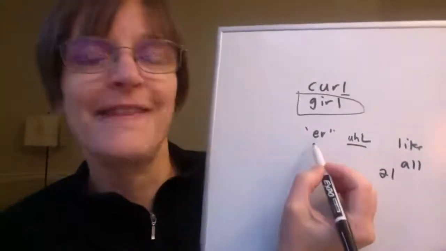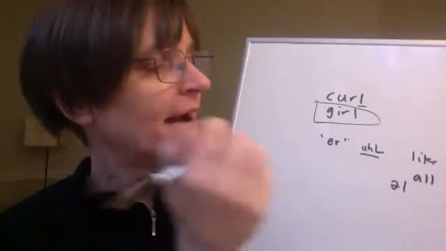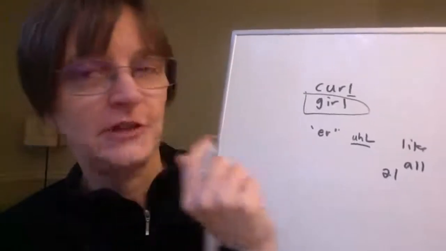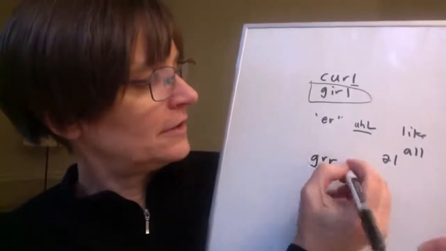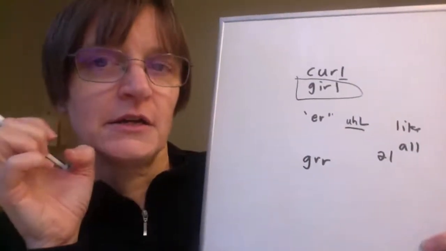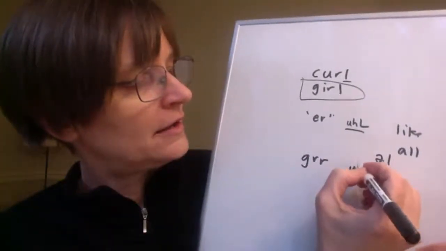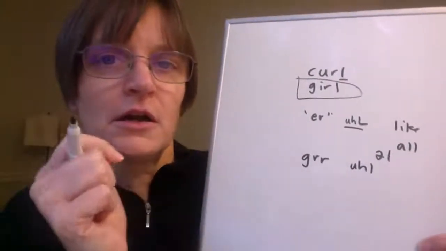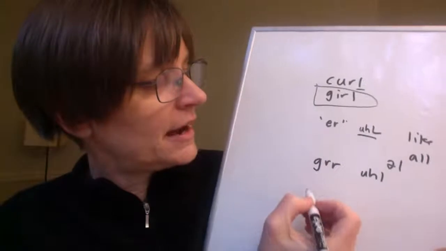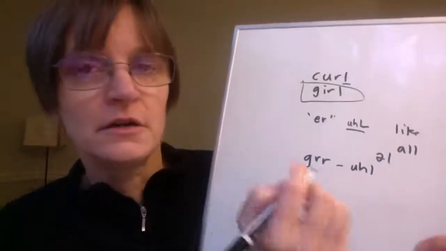When I'm trying to combine that with my R that's far back, I need to slow down enough to transition between the two. And so for girl, I try just doing a tight grr and then sliding into my L, girl. And then I can bring those closer together. Girl.